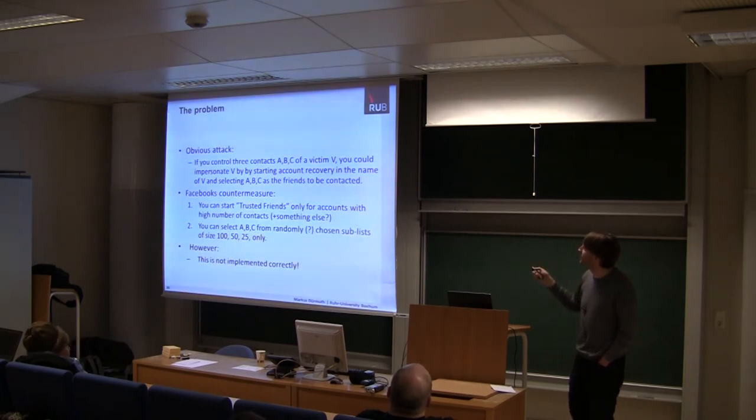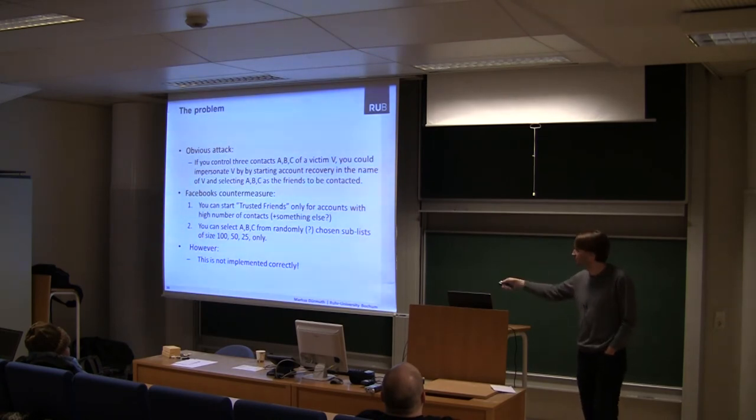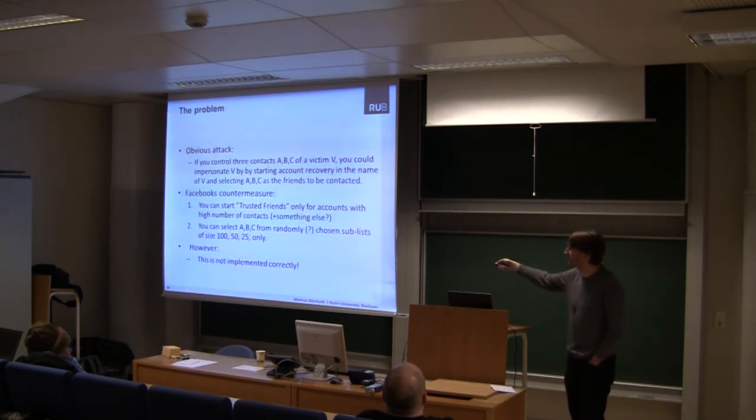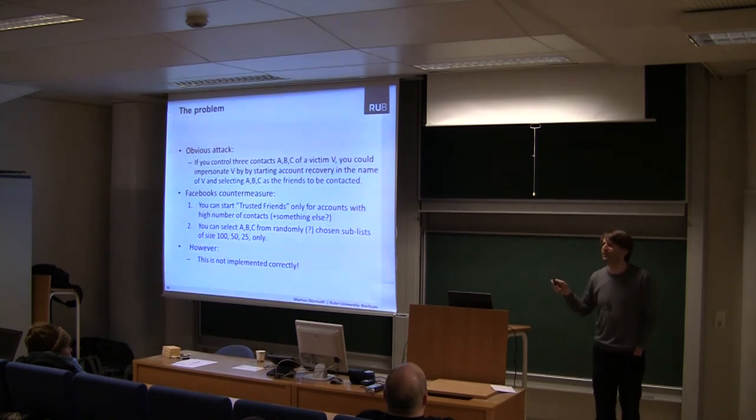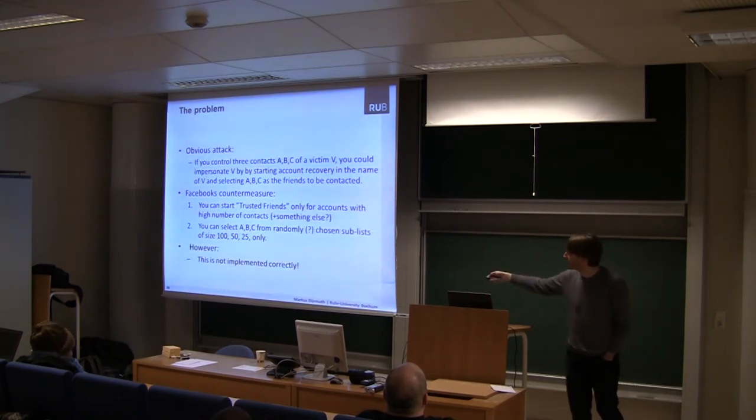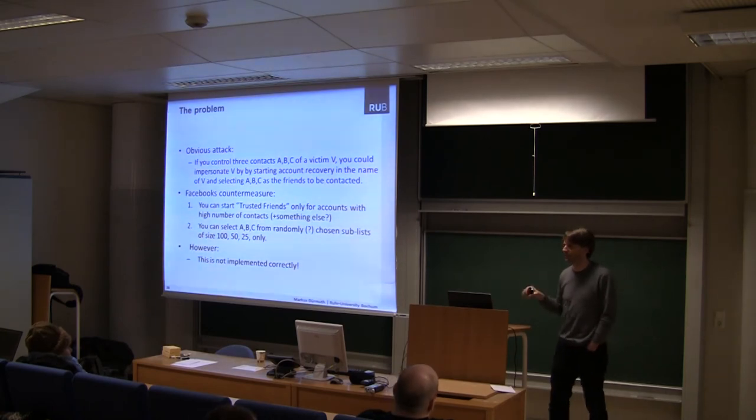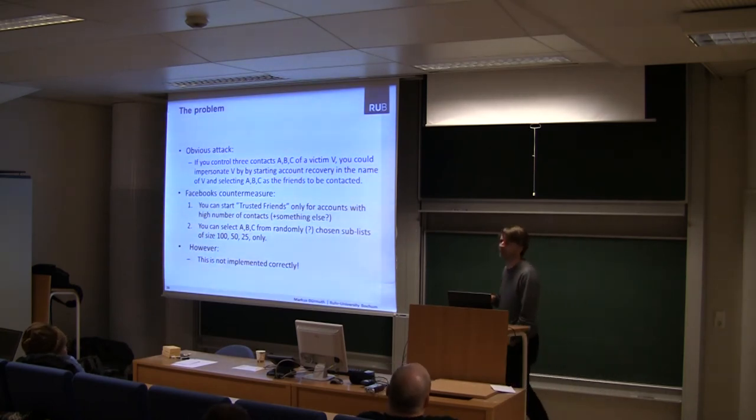The last time I spoke to Ashar, he told me that they improved it by only letting you select from the full 100 contacts from the first step, in each of the three steps. So if you get your three contacts in that smaller sublist here, then you're still good. If you don't, then you're off. So it got better after he contacted them, but still not perfect.